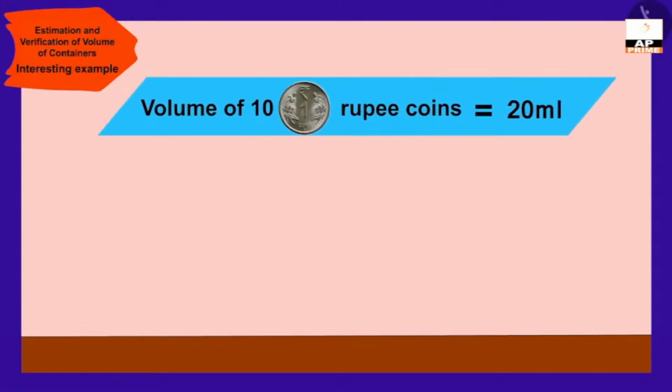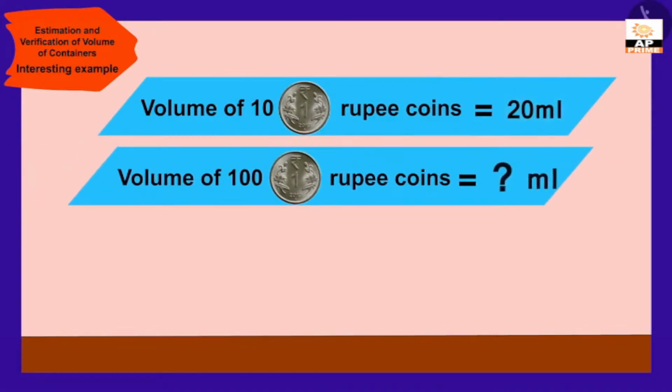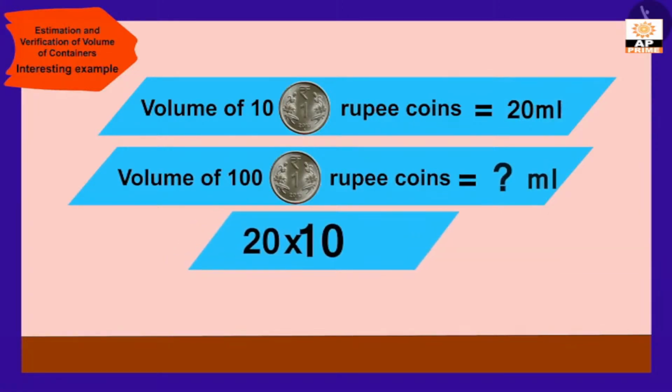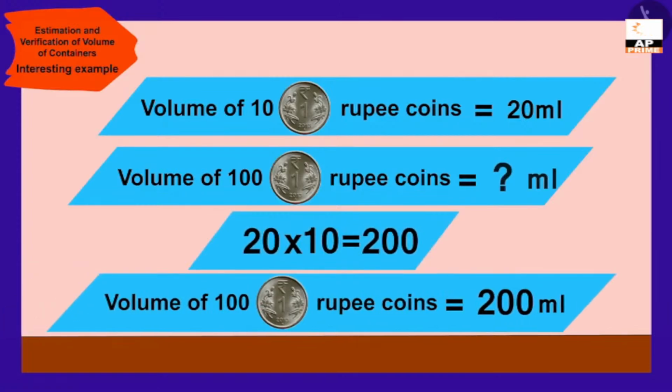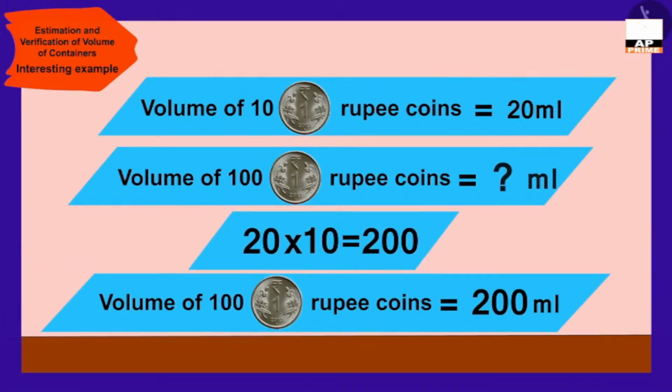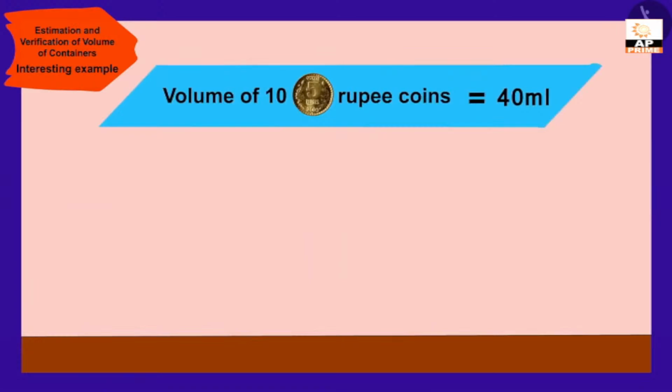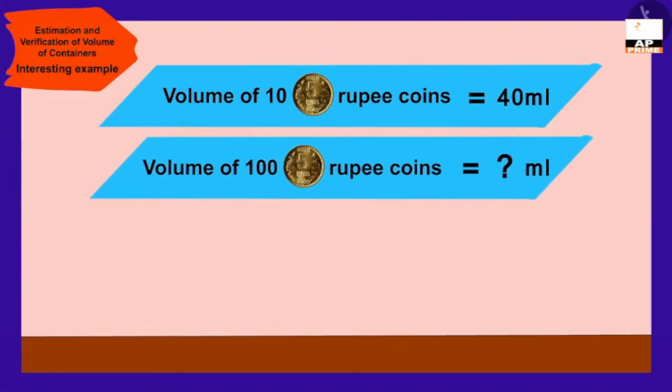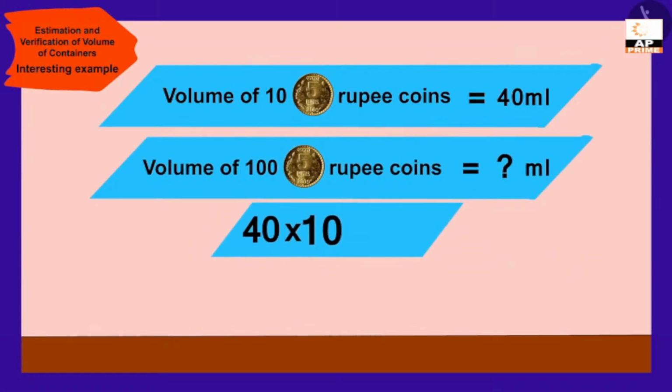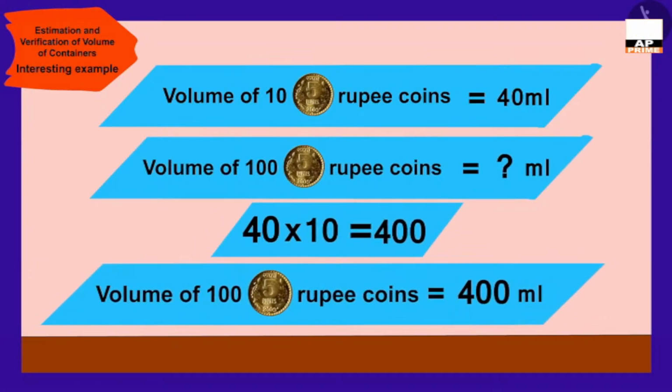The volume of 10 1 rupee coins is 20 milliliters. Therefore, the volume of 100 1 rupee coins will be 20 times 10 or 200 milliliters. And the volume of 10 5 rupee coins is 40 milliliters. So, the volume of 100 5 rupee coins will be 40 times 10 or 400 milliliters.